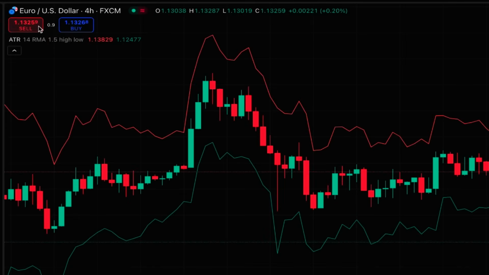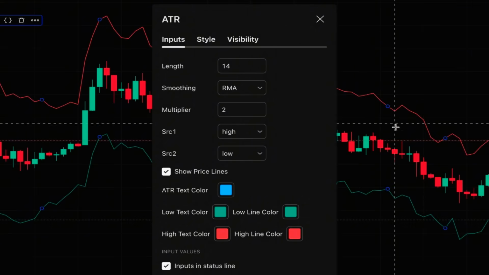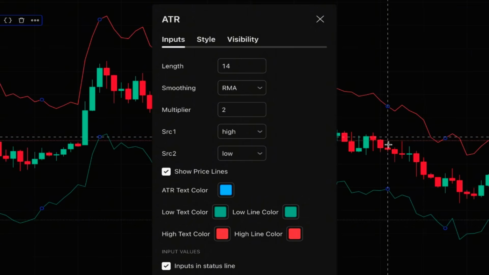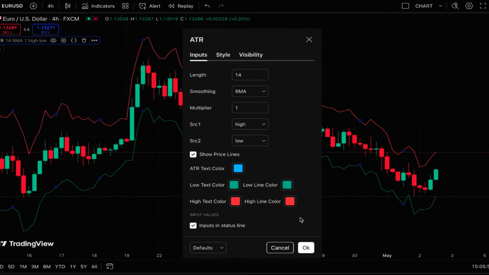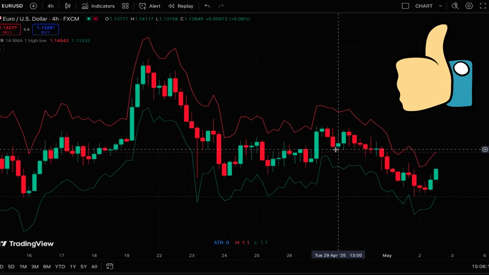By default, in the settings of the indicator, you can see that the multiplier is set at 1.5. For a more conservative stop loss, you can set it at 2, which makes these two lines wider and farther away from the price action. And if you want to make them tighter, here for multiplier, for example, you can set it at 1. And now you can see that the lines are closer to the price action. 1.5 is a good choice for the normal condition of the market.